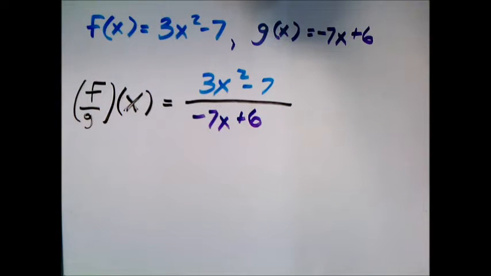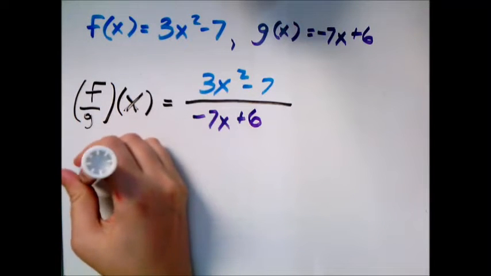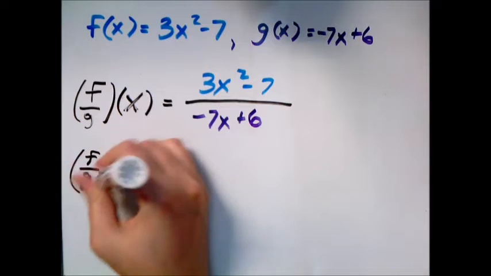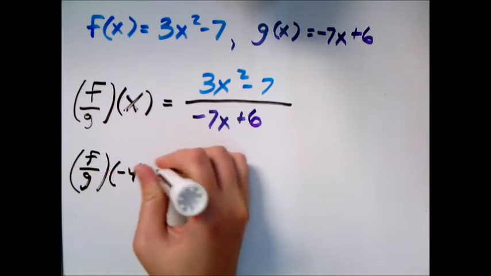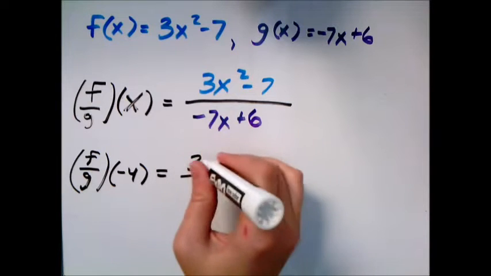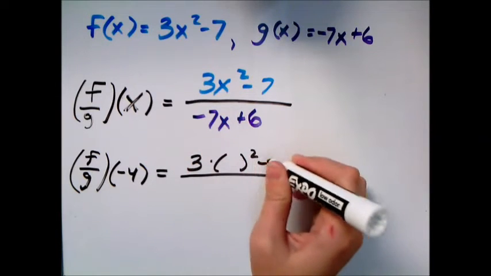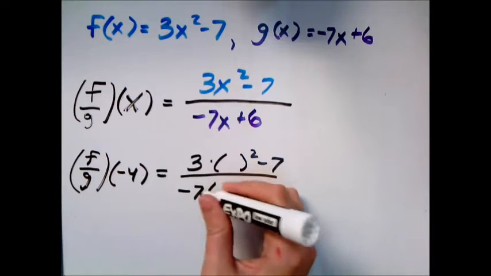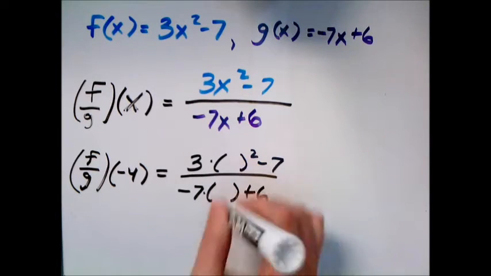Alright, so now if we want to try to plug negative 4 in there, we already have this f over g, a new function that we made out of dividing the other two. And so we're trying to plug negative 4 in for x. So first what helps is we'll just write a blank shell of our function, because that's all x is, right? It could be anything. So it's just a placeholder.